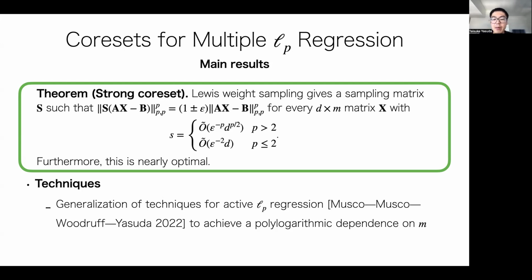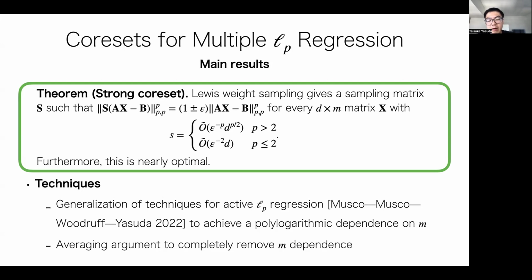Now, there's still going to be a polylogarithmic dependence on m if we just use this idea naively. And so we also introduce another averaging type of argument, which will allow us to completely remove the dependence on m.